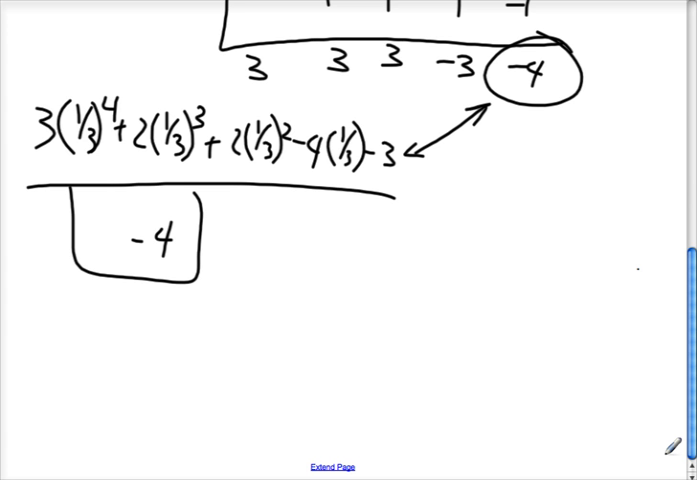So that's synthetic, an introduction to synthetic, and a little bit about how it's used.